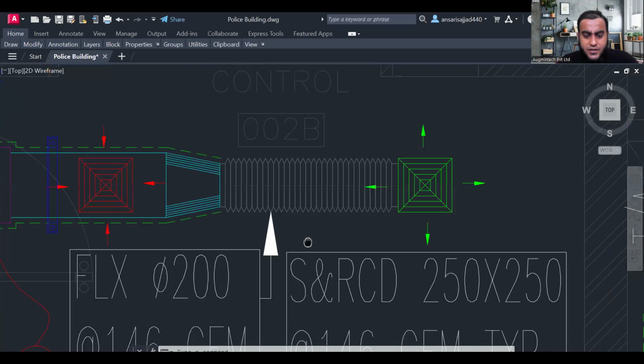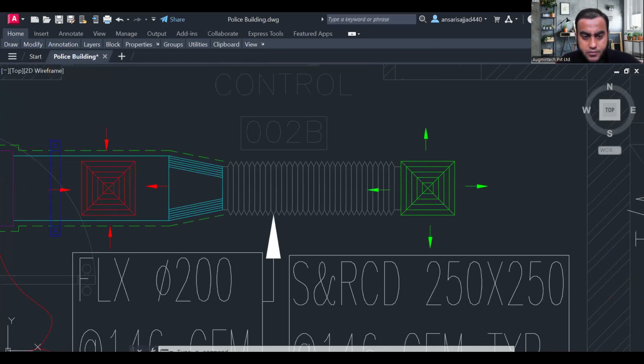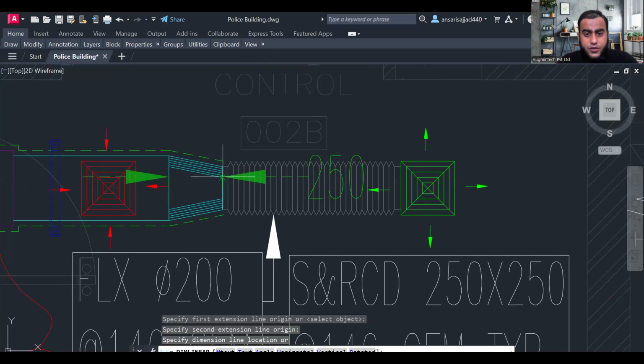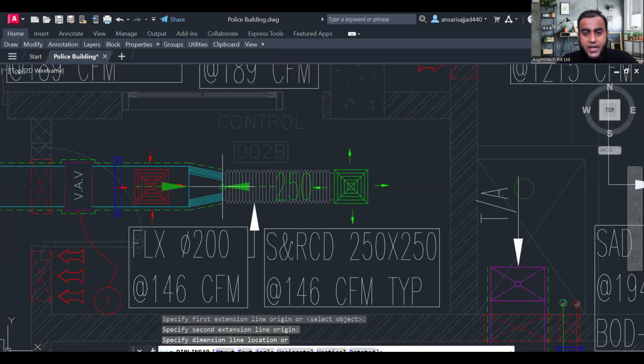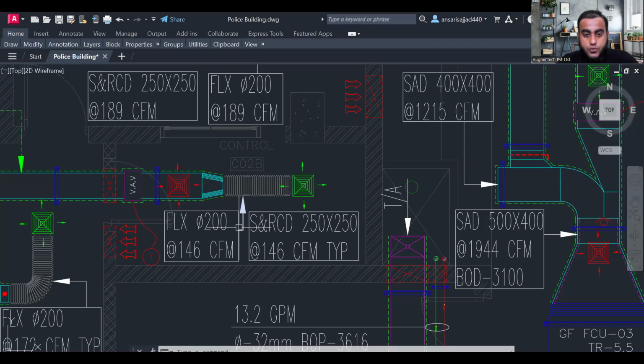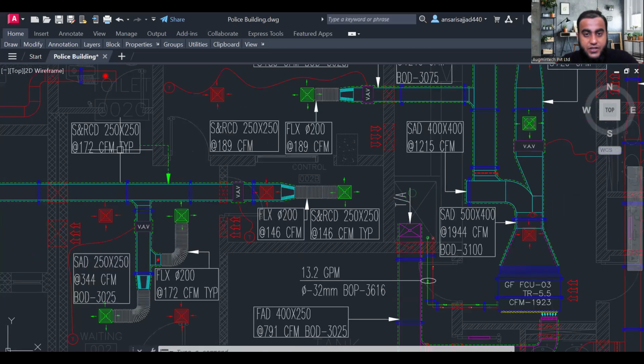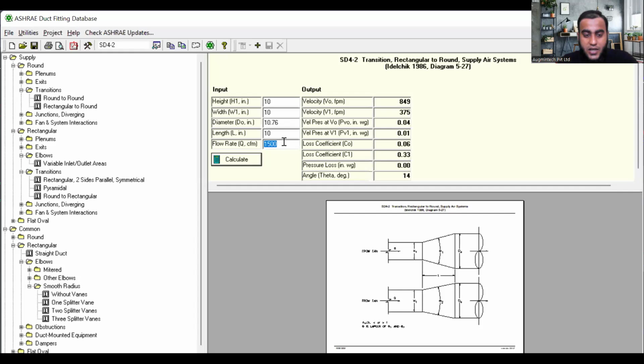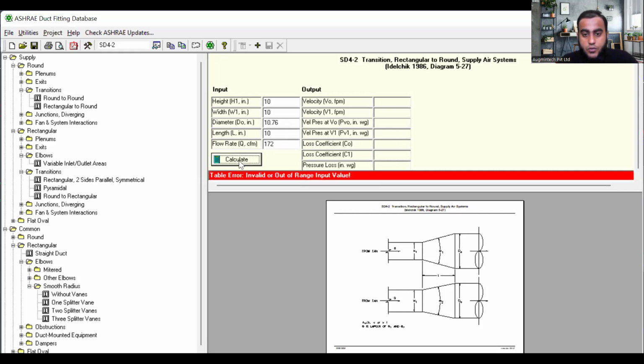So, okay, just measure it with the help of DLI command. See, easily we can measure here from this point to this point. See, 250 means 10 inch, correct? So here I am writing 10 inch. Is it clear? And flow value is how much? Tell me fast. 172, na? Flow value is 172 CFM. Finally, we have to supply to the last diffuser 172. Write down 172, hit on calculate.